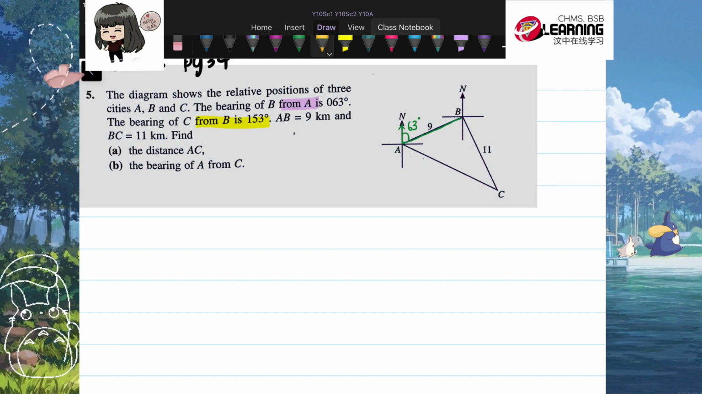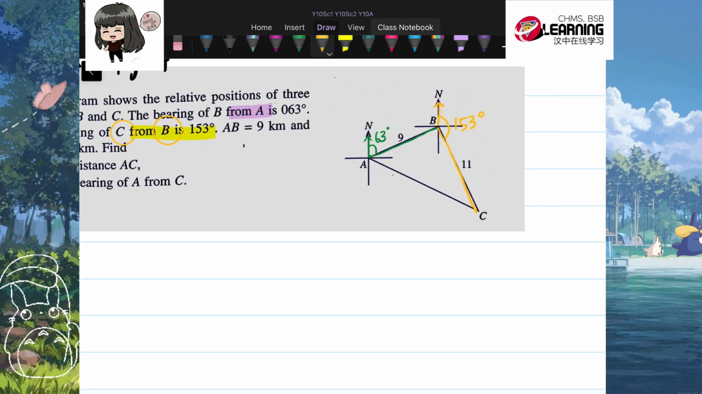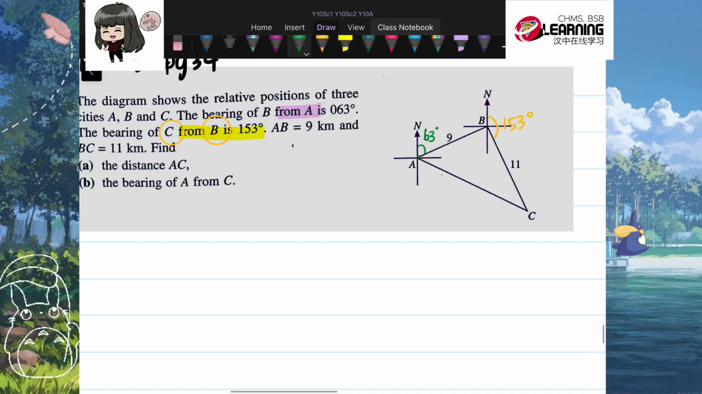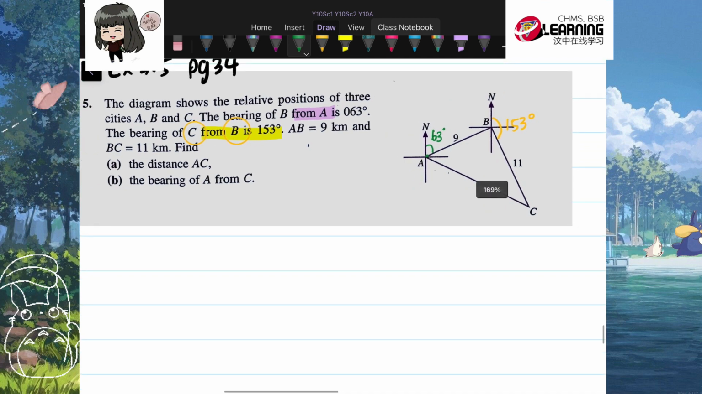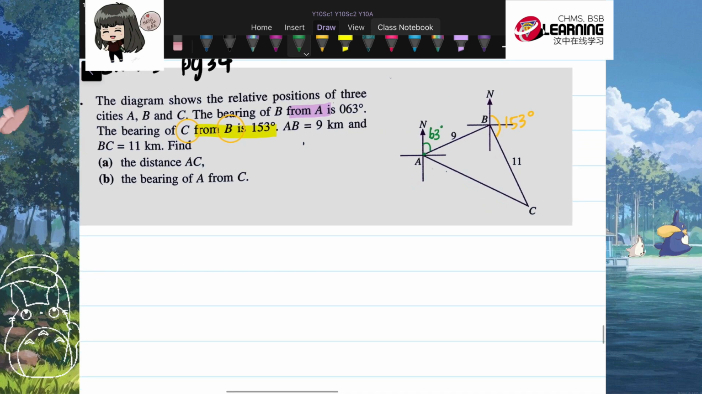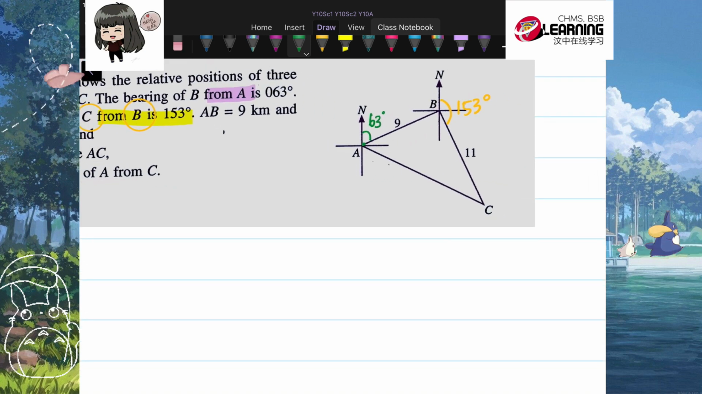So for 153, you need to draw a north here from B, and then the connecting line is BC. Okay, BC, yeah. So this whole thing is 153 degrees. I can erase the arrow so as not to confuse you, because we just need the angle. So AB equals 9 is already there, and BC is 11. Find the distance of AC. So you need to find this length of AC.